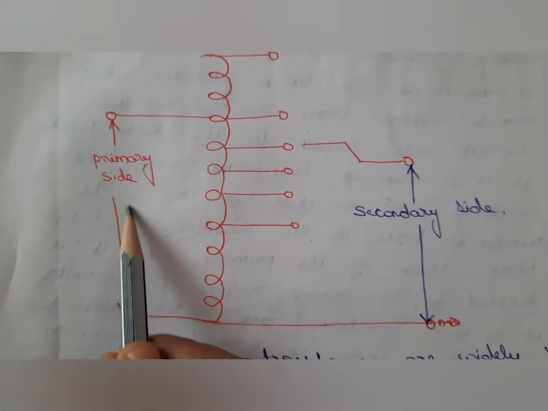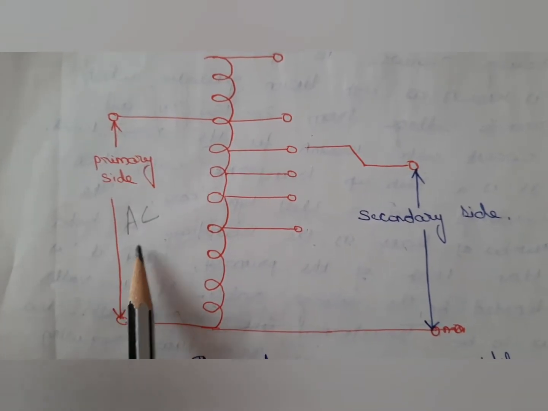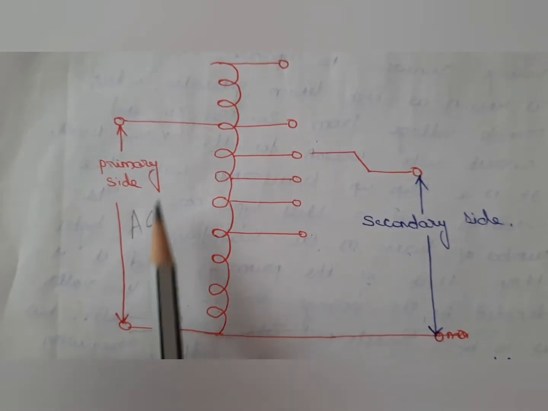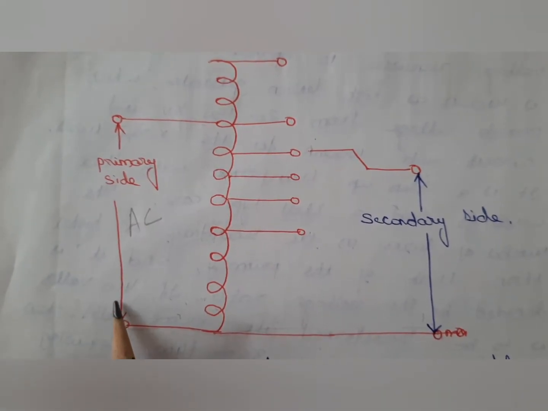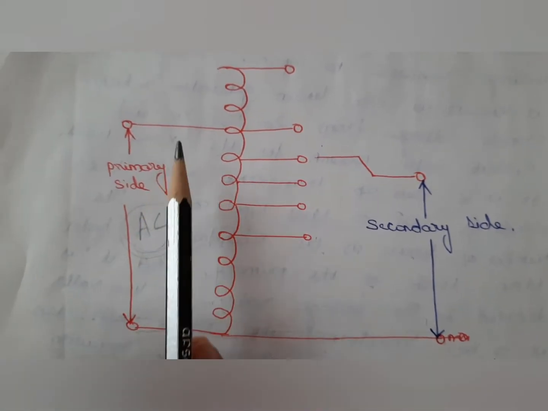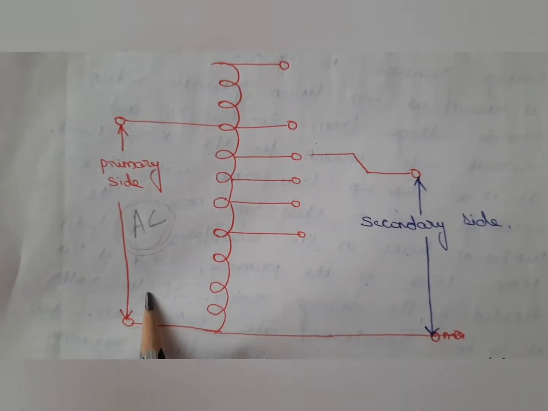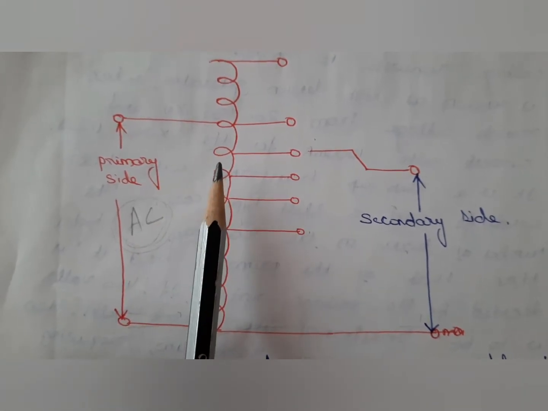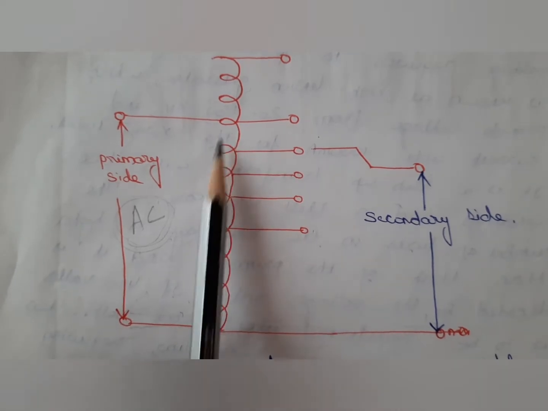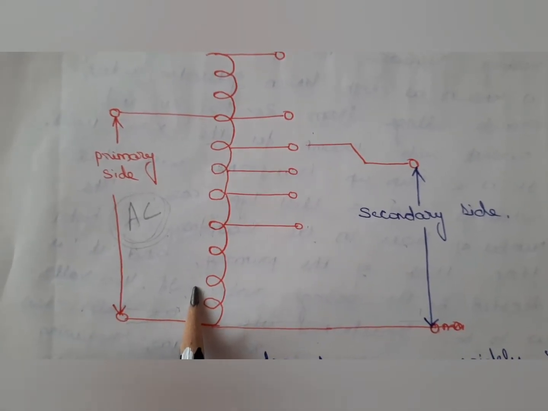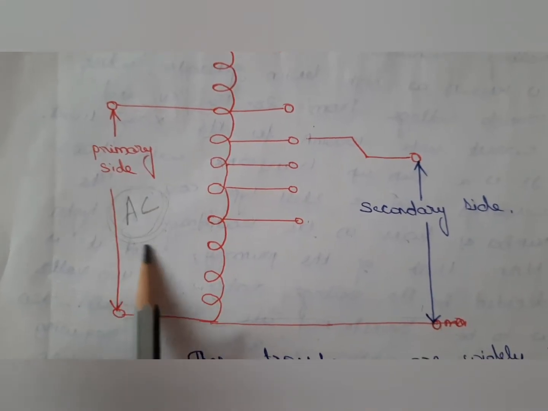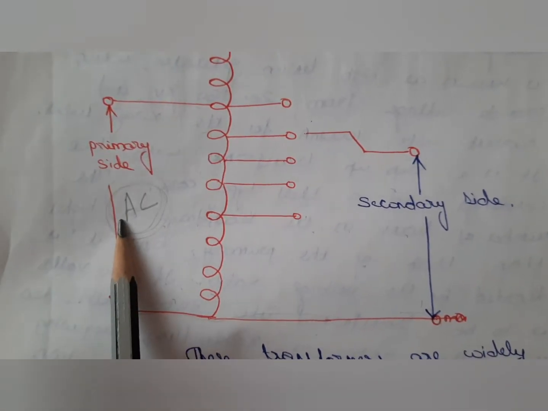Now, an alternating current is applied on the primary side or the input points. So these are the input points. The alternating current will be applied between the input points. This will lead to a flow of magnetic flux around the core. So there will be a flow of magnetic flux around the core as a result of the alternating current applied.